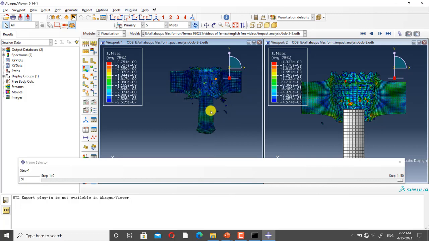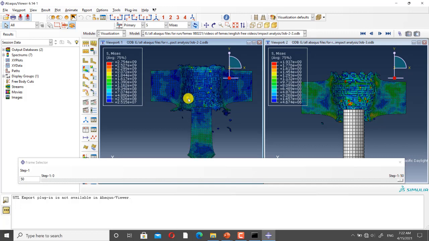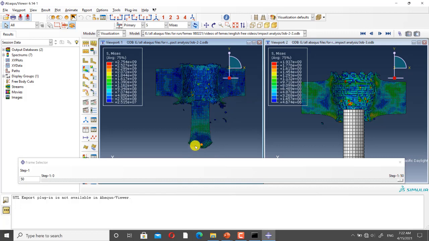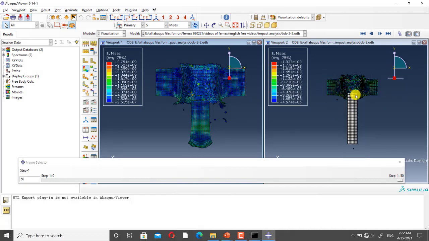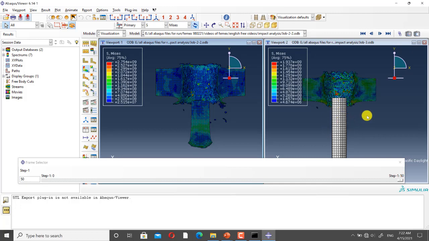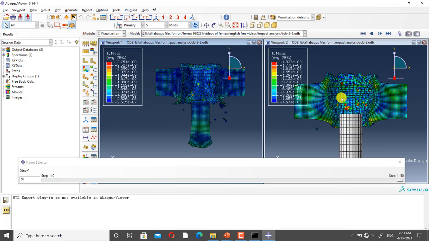In this simulation, I have used the general contact algorithm and I have defined internal surfaces for the simulation of contact because damage has occurred in both the projectile and target. But in this simulation, I have used a simpler form of defining contact because the projectile is rigid and I have defined the surface-to-surface contact between the target and the projectile.